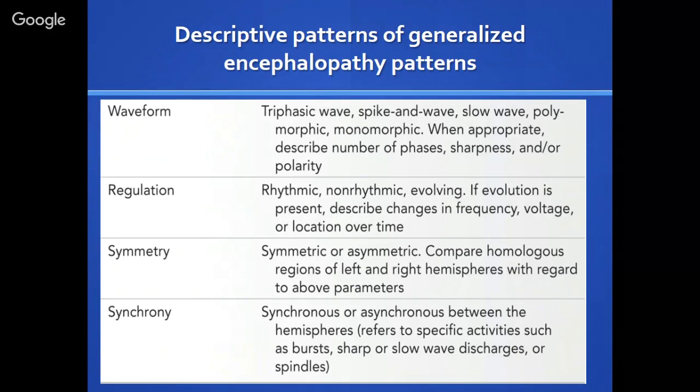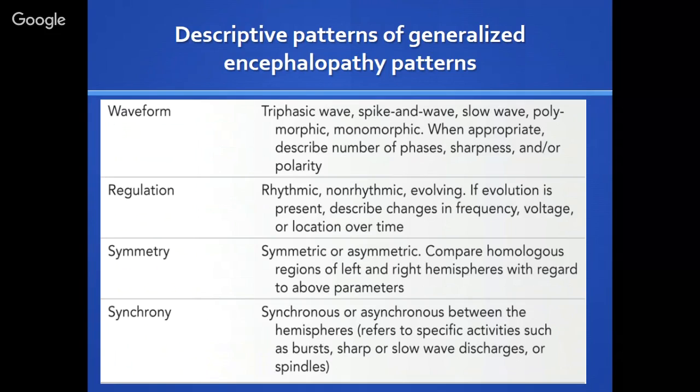So the waveforms that we see on encephalopathy: triphasic waves, spiking waves, slow waves, polymorphic, monomorphic. And if you read my EEG reports, I include all these things, polymorphic, monomorphic. Sometimes we describe when it has a notch distribution on some areas of the waves or the wave patterns. Usually these notches are normal variants, the notched waves.